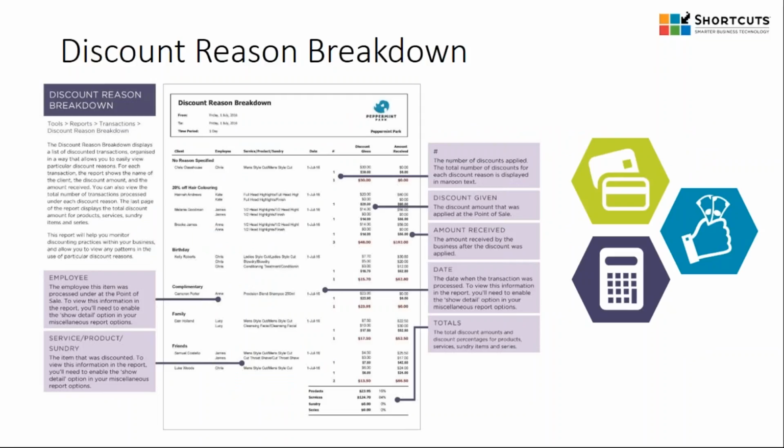The first report is our discount reason breakdown, which displays a list of discounted transactions organised in a way that allows you to easily view particular discount reasons. For each transaction, the report shows the name of the client, the discount amount, and the amount received. You can also view the total number of transactions processed under each discount reason. The last page of the report displays the total discount amount of products, services, sundry items, and series. The report will help you monitor discounting practices within your business and allow you to view any patterns in the use of particular discount reasons.